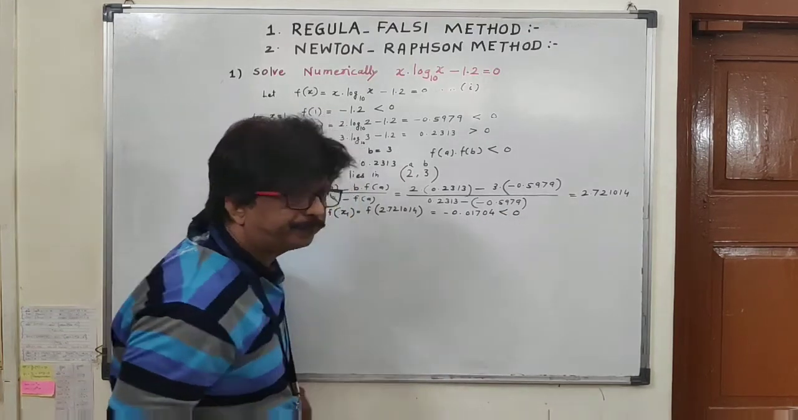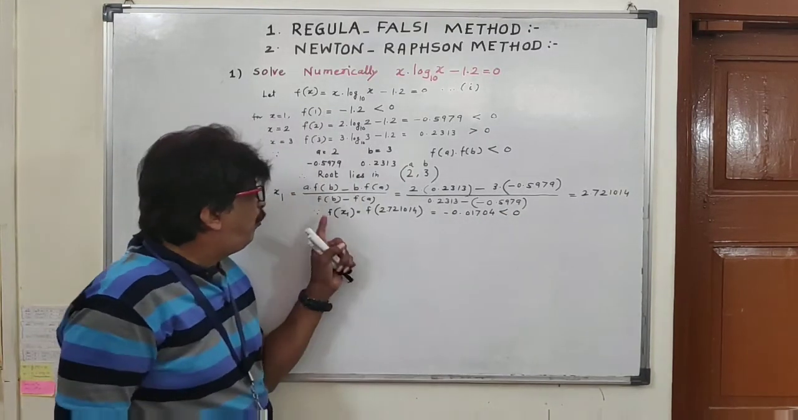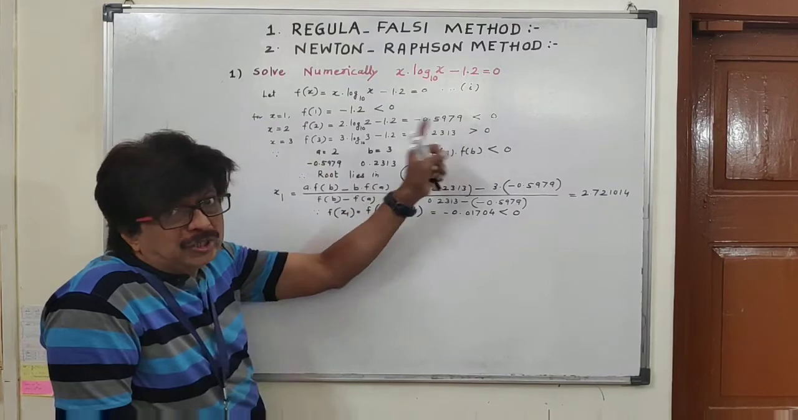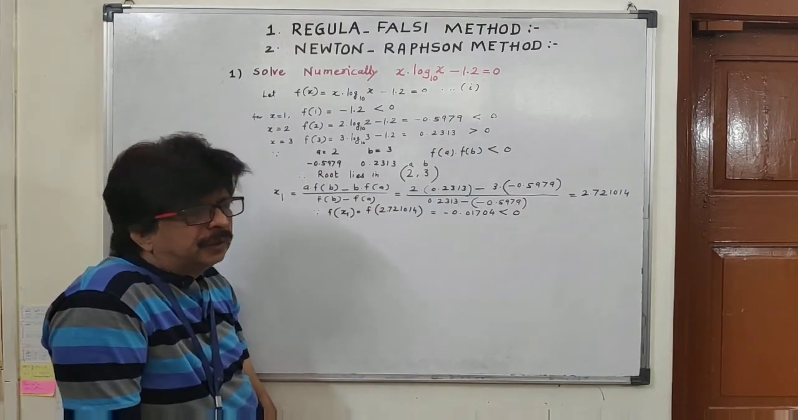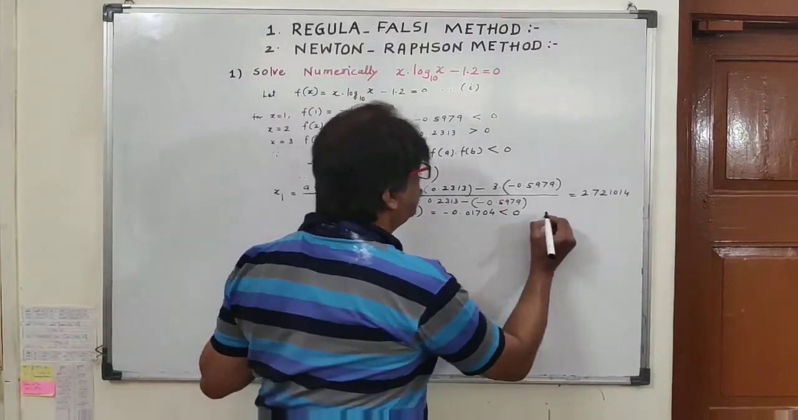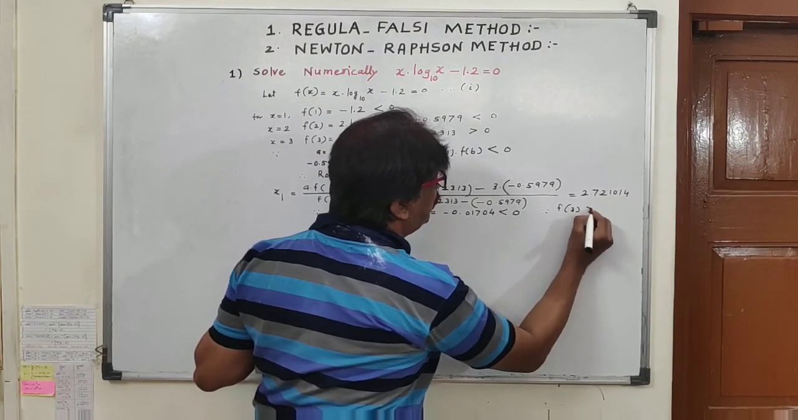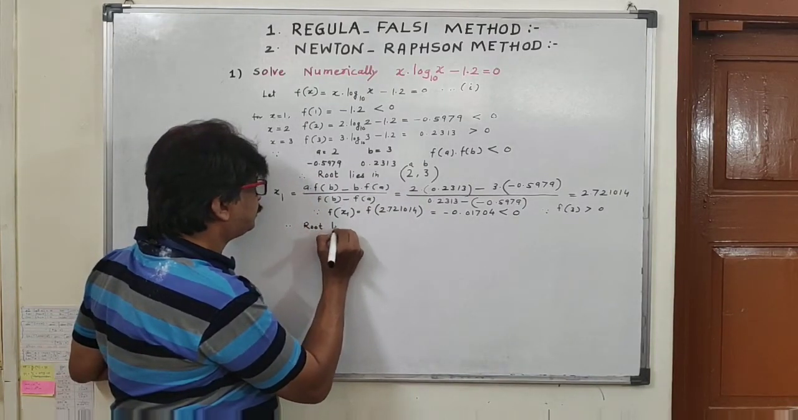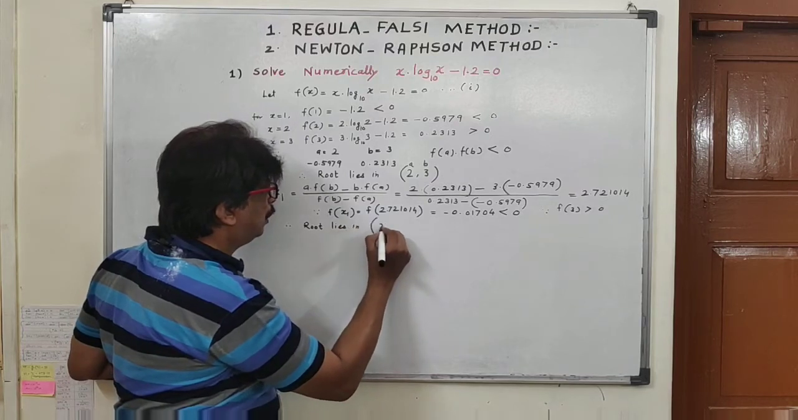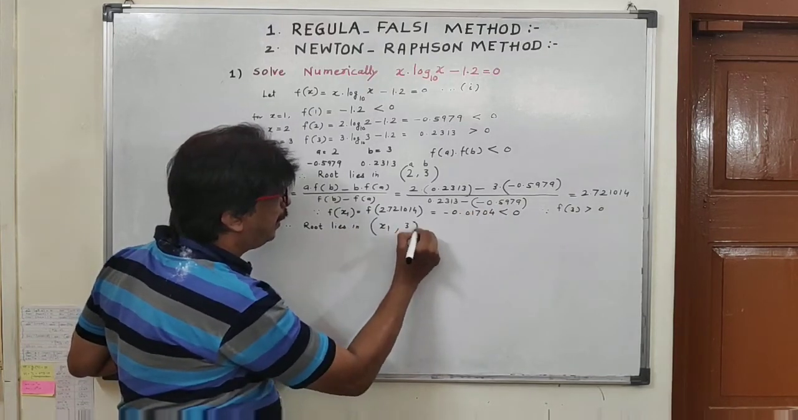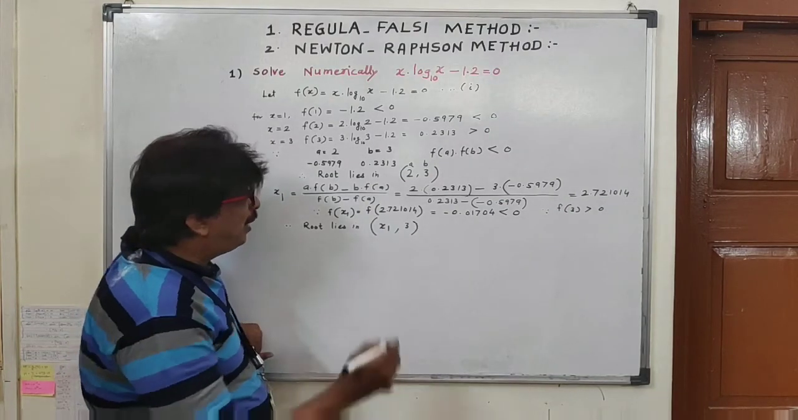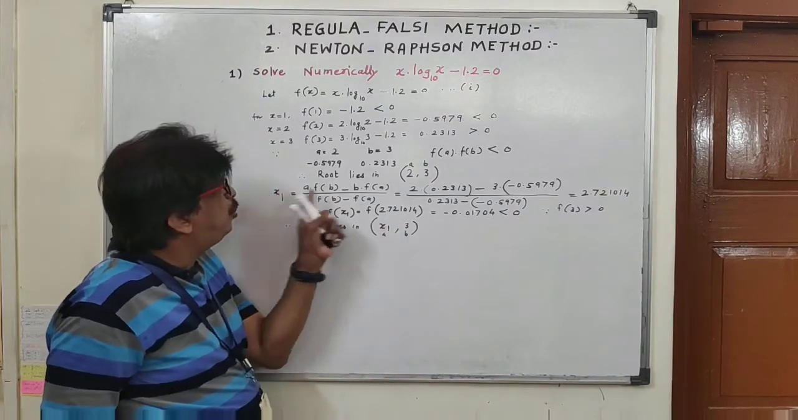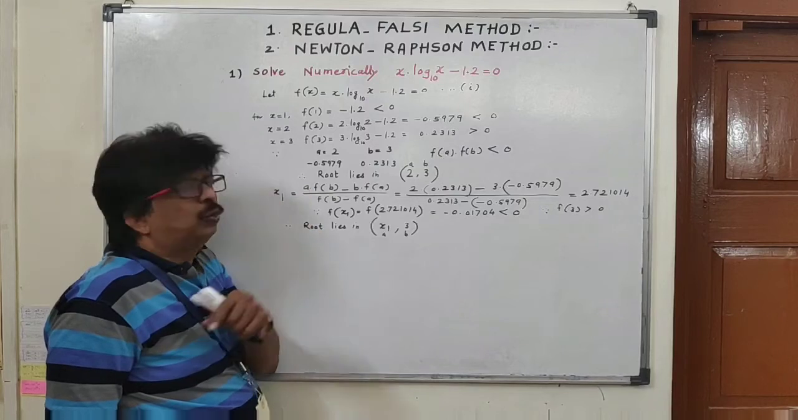It is negative. So f of x1 is negative and f of 3 is positive. Since f of 3 is positive, therefore the root lies in x1 comma 3, in this interval. Now I will treat this x1 as A and 3 as B and use again this formula and calculate x2.